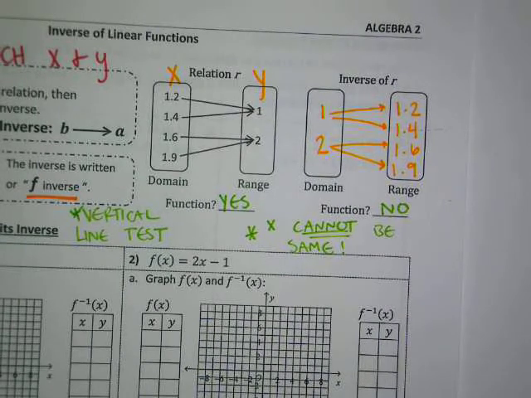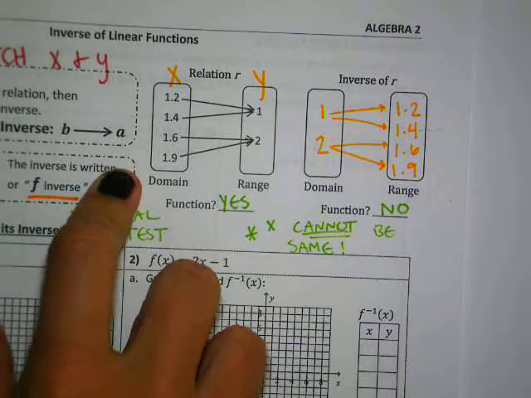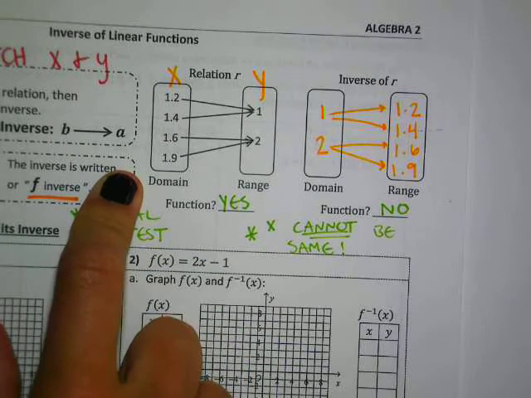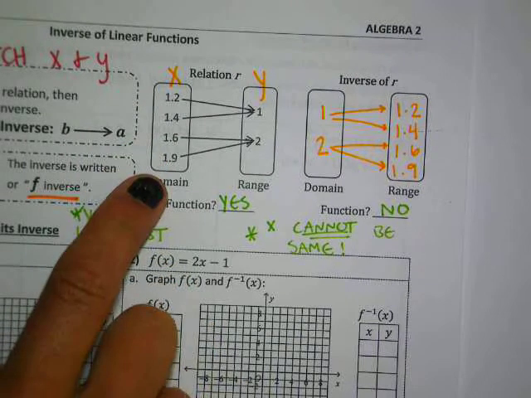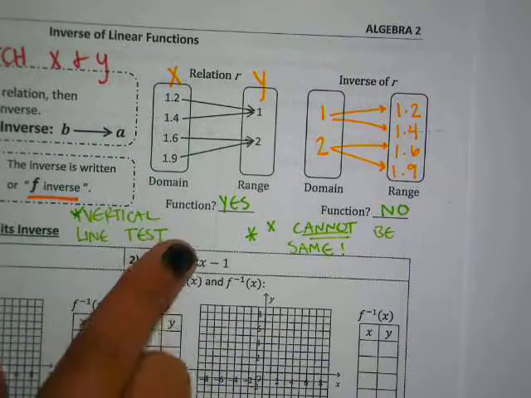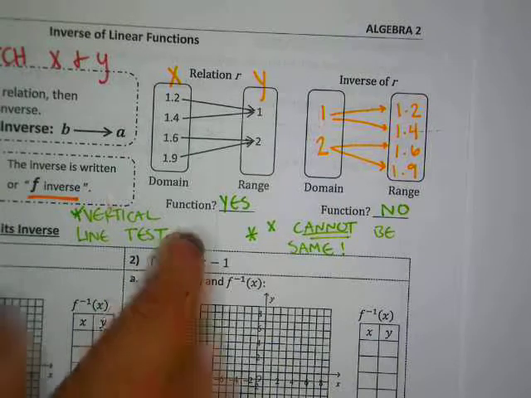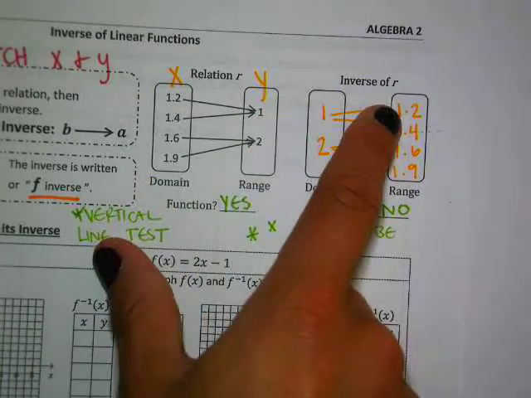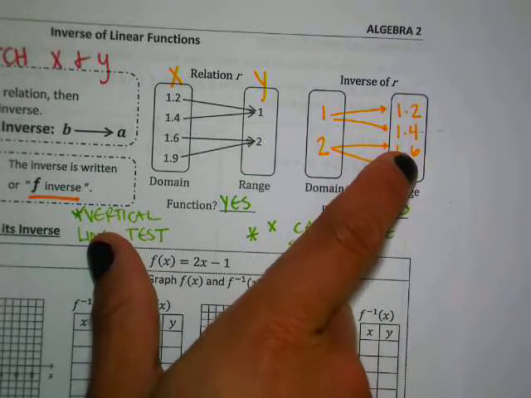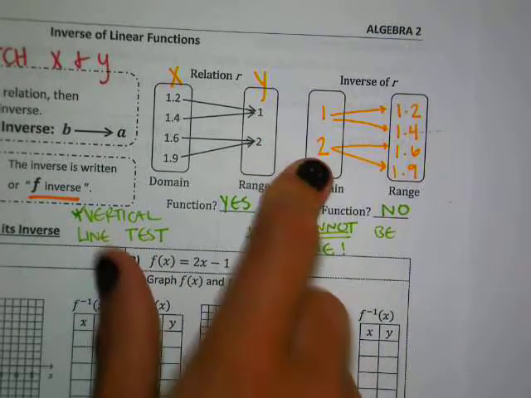How do you know if it's a function? If your x values repeat, it's not a function. So here, none of these numbers have two arrows coming from it, so none of them repeat. So it is a function. But here, you have two arrows coming out of 1. That means you have (0.1, 1.2) and (1, 1.4). So your x's repeat, so it's not a function.